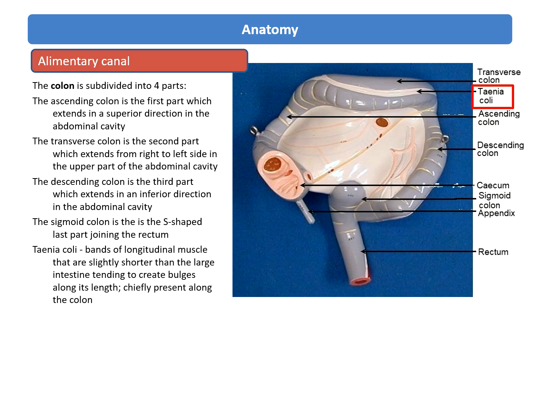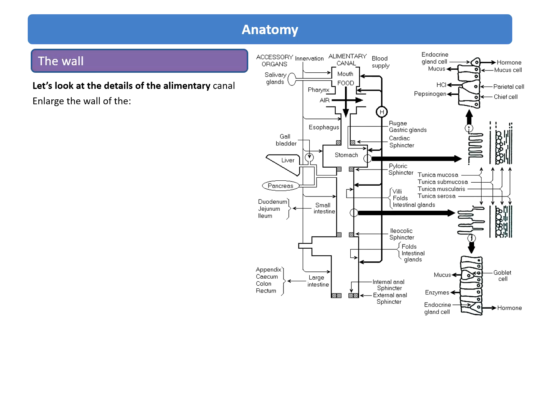The taenia coli are bands of longitudinal muscle that are slightly shorter than the large intestine, and they tend to create bulges in the large intestine, chiefly present in the colon. Haustra, these are the names of the bulges in the large intestine.